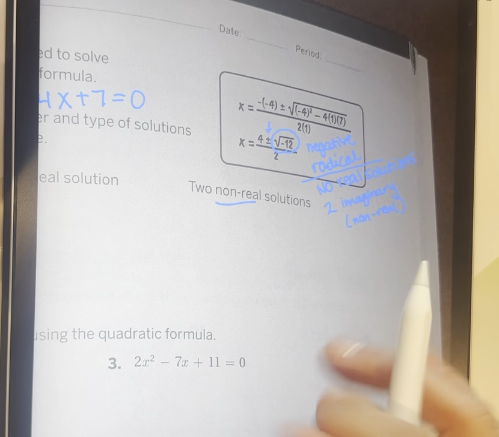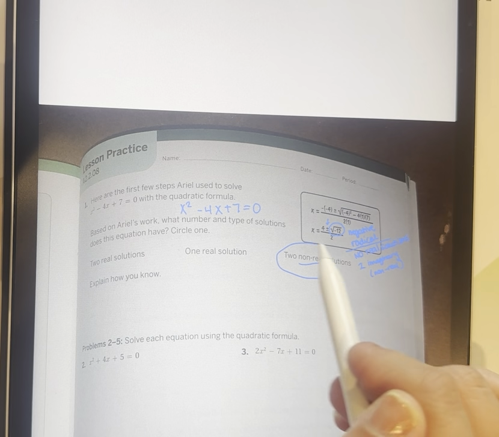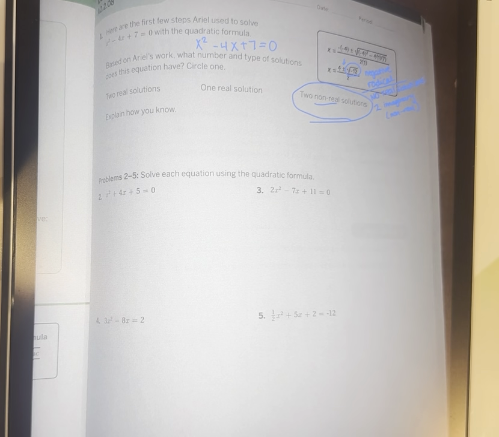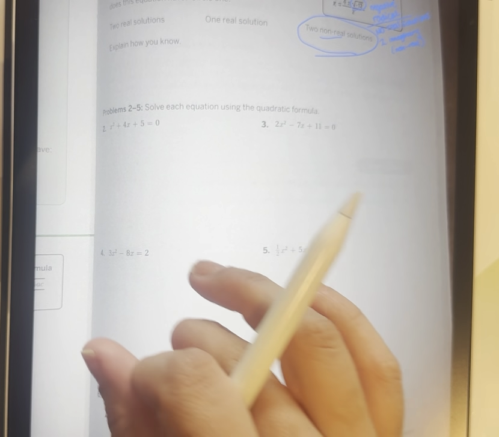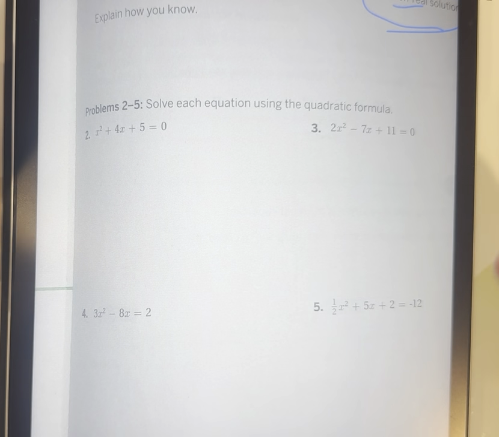Okay, so right here, and explain how I know, I just did, okay, right there. Okay, now let's solve each of these using the quadratic formula.